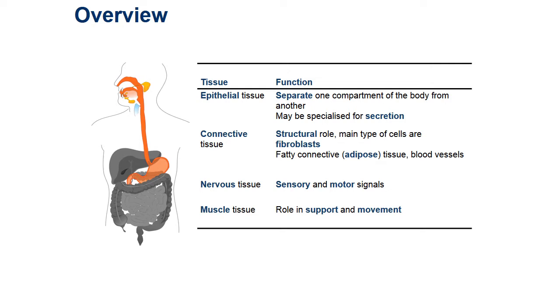So in general, organs are composed of four different types of tissue, which are epithelial tissue, which separates one compartment of the body from another; connective tissue, which provides a structural role and contains fibroblasts as the main cell type; nervous tissue, which provides sensory and motor signals; and muscle tissue, which has a role in support and movement.